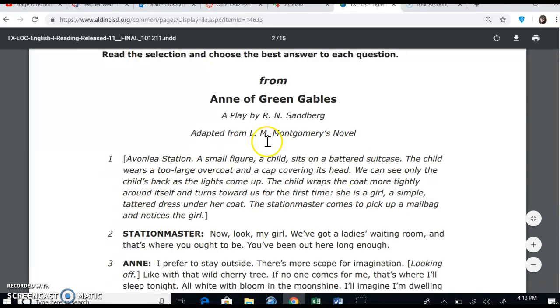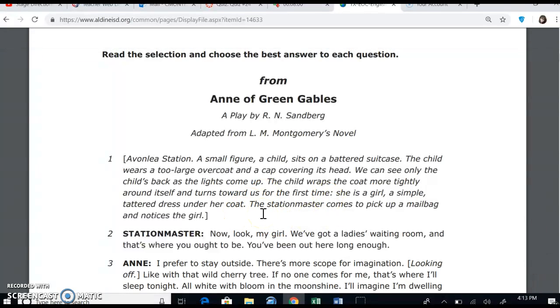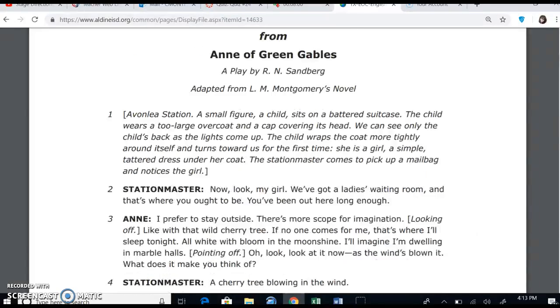So this here would be the opening paragraph, and here it's telling you what the play is going to be about. So now let's go ahead and make an inference based on the title. What do you think the play is going to be about? And it has the name of a person, Anne, so it's probably going to be about a little girl or a girl who lives in Green Gables. Now let's go ahead and go to the questions.